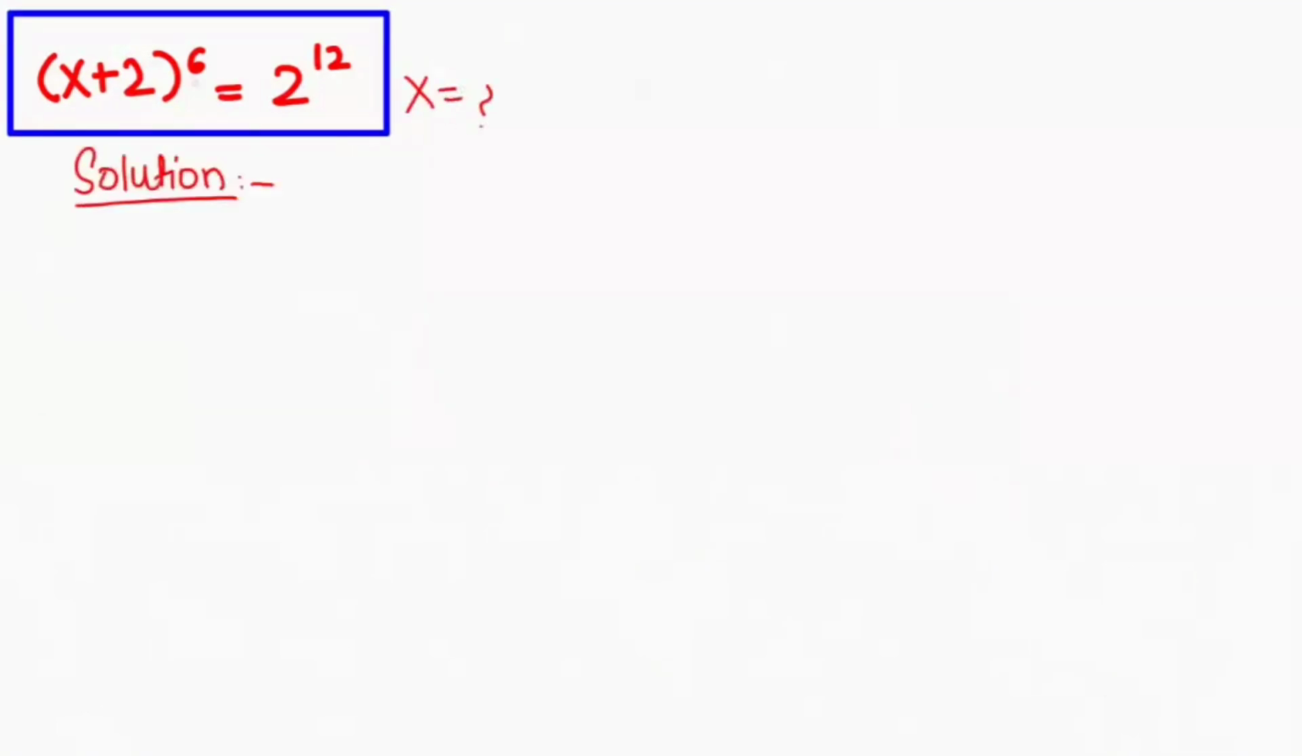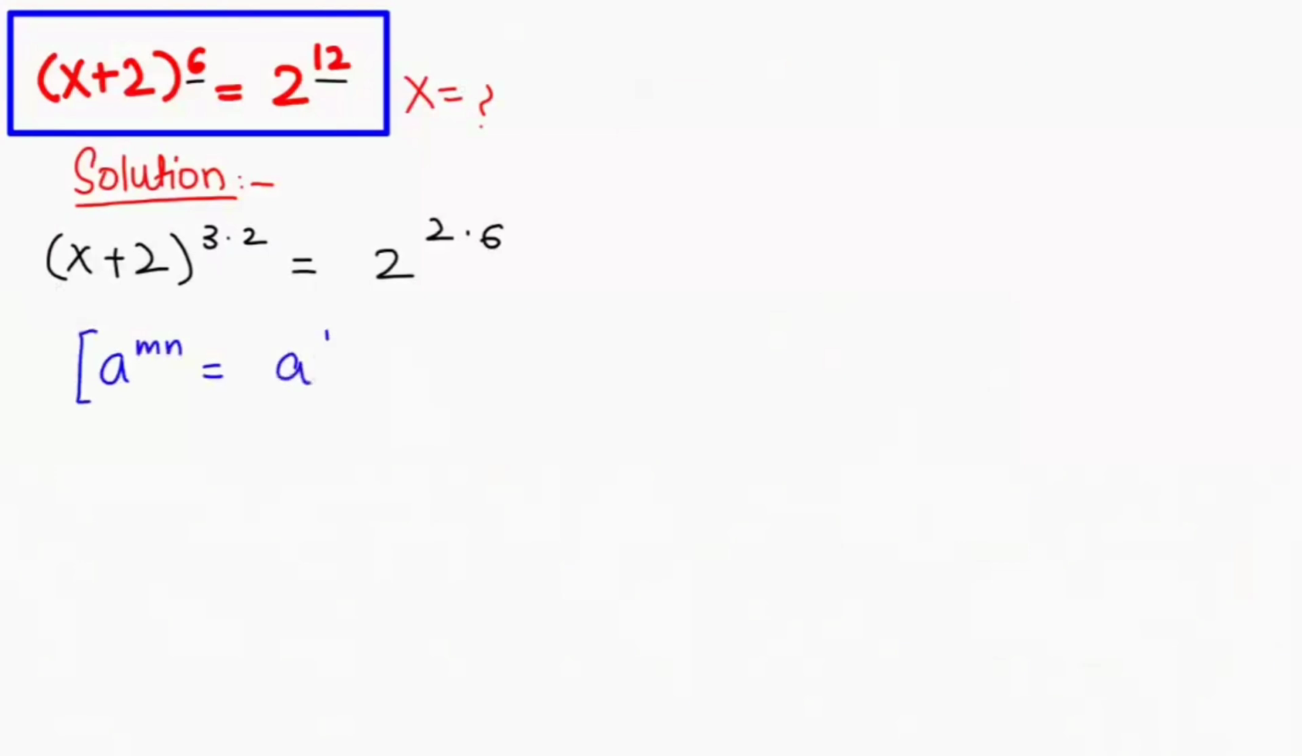In the first step, I am going to split the powers. So (x + 2)^(3 times 2) is equal to 2^(2 times 6). Now, in the next step, we're going to apply the exponential rule, that is a^(m times n) can be written as (a^m)^n, and we can also write this as (a^n)^m. So I'm going to apply this here.